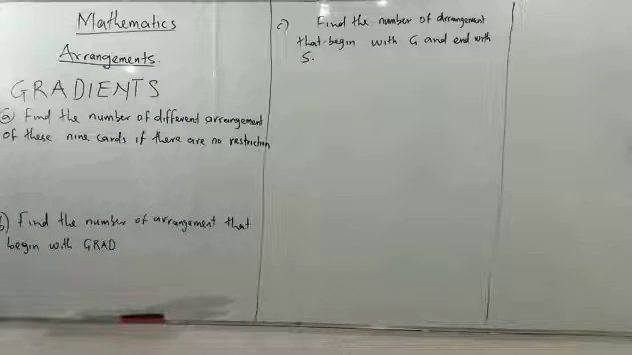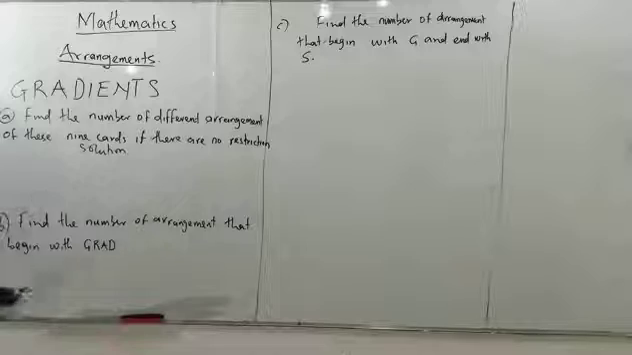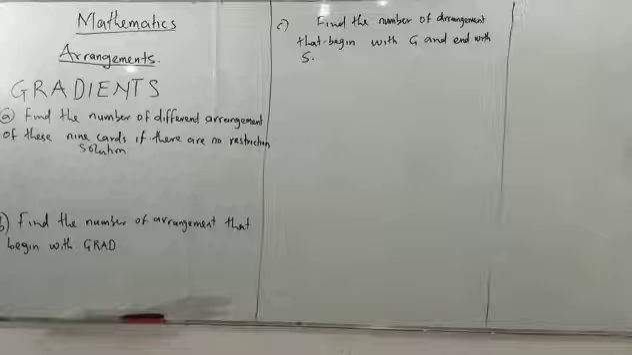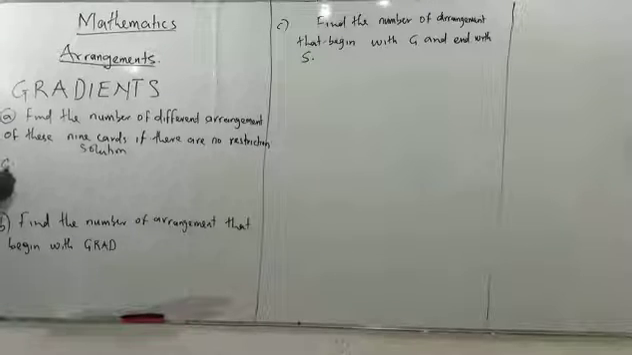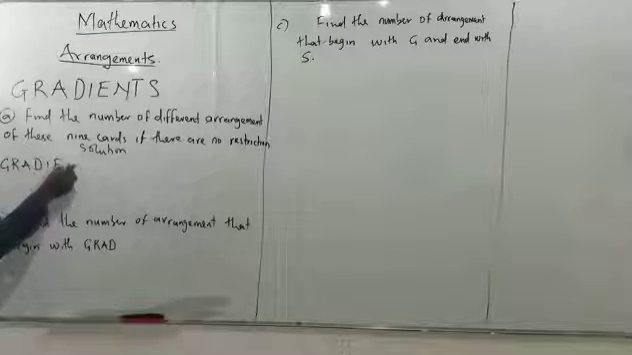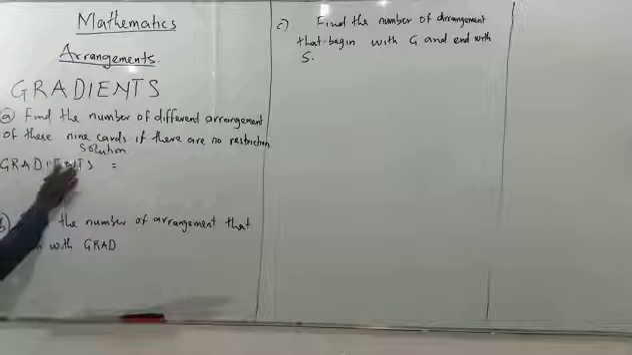Now, this is the word I'm talking about. Solution: if there is no restriction, the first thing you will do is count how many letters there are. We are talking about GRADIENT, which is 1, 2, 3, 4, 5, 6, 7, 8, 9.